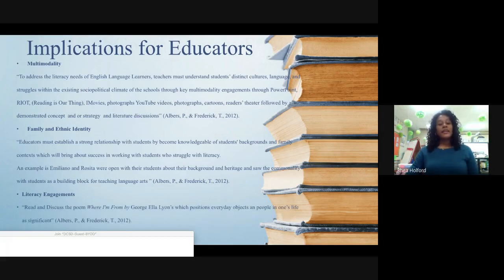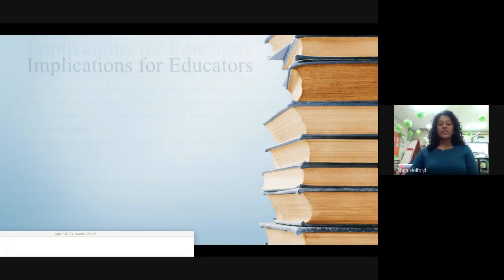So, literacy engagements. Reread and discuss the poem Where I'm From by George Ella Lyon, which positions everyday objects and people in one's life as significant. So that can be a literacy engagement for students.